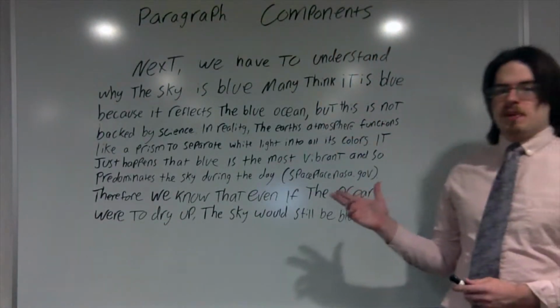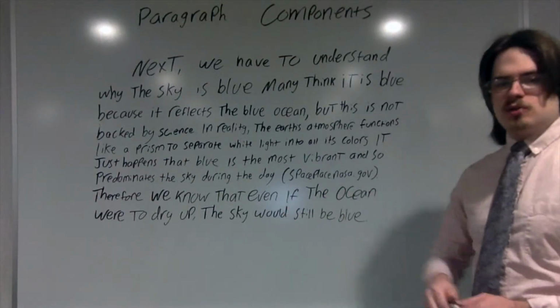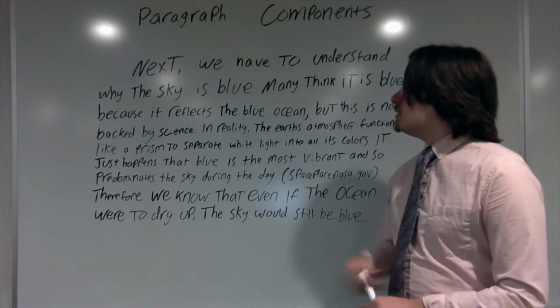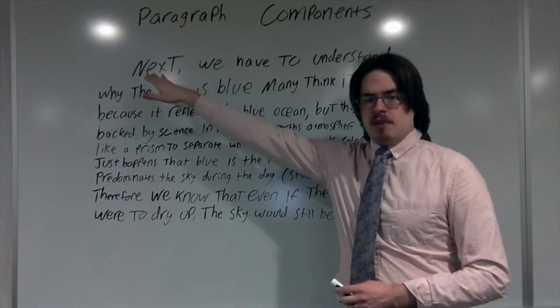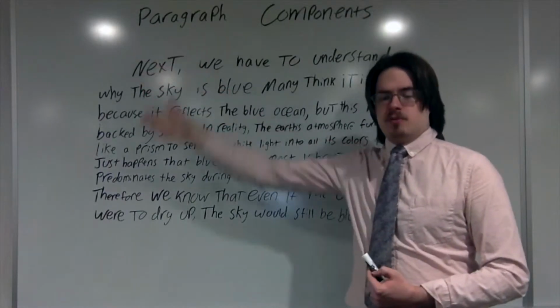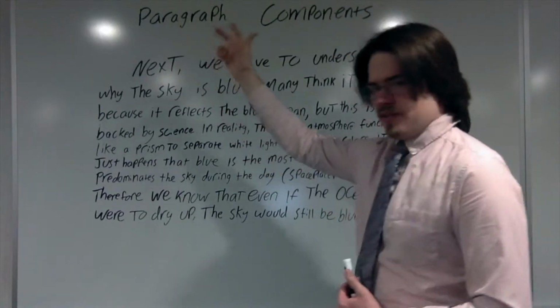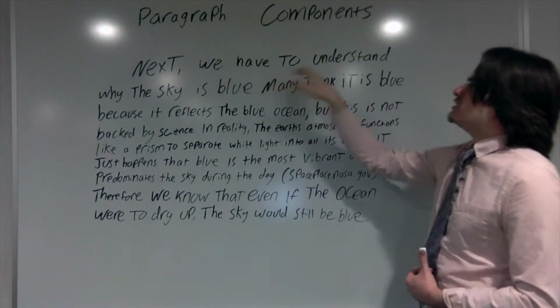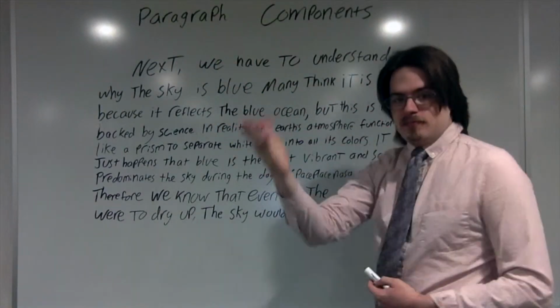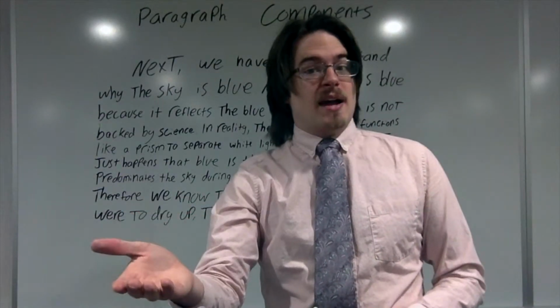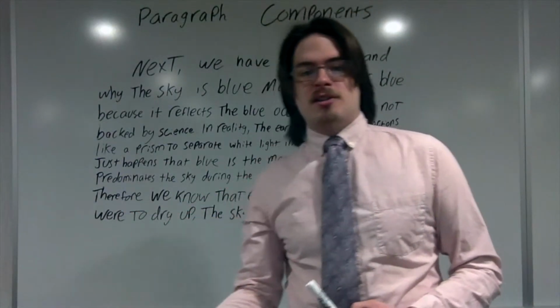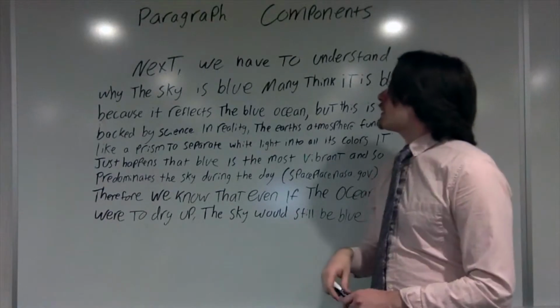Let's go ahead and look at this paragraph together and see what components we can derive out of it. Next, this introduces the paragraph. Obviously, this comes after previous paragraphs. Now we should get our topic sentence at the very beginning here. We have to understand why the sky is blue. There's our topic. We're going to talk about why the sky is blue and how we need to understand it for the conclusion of this paper.